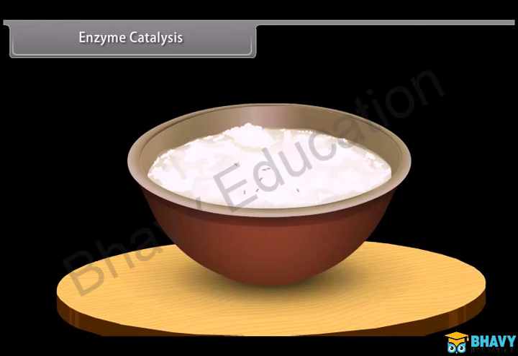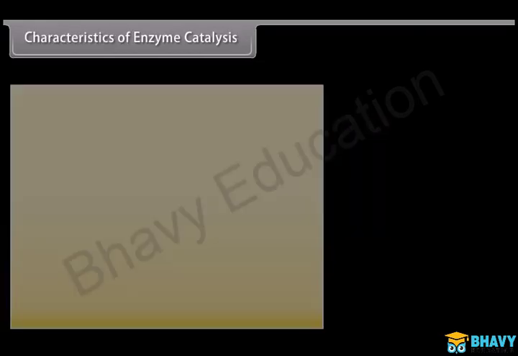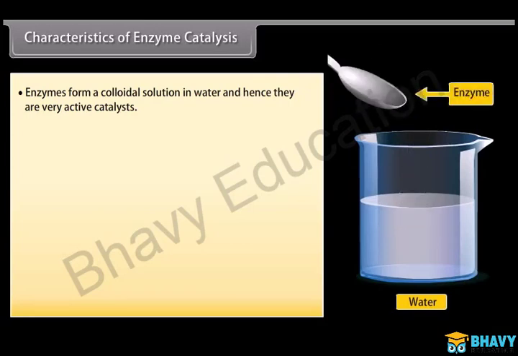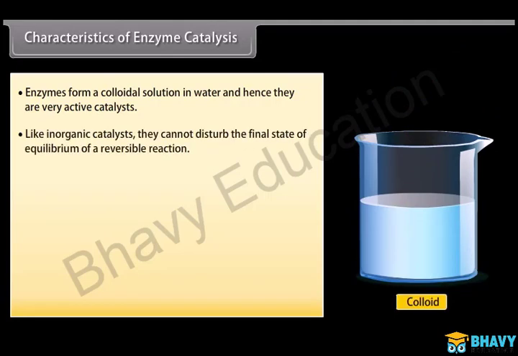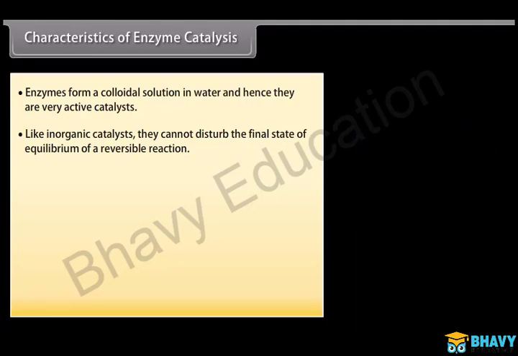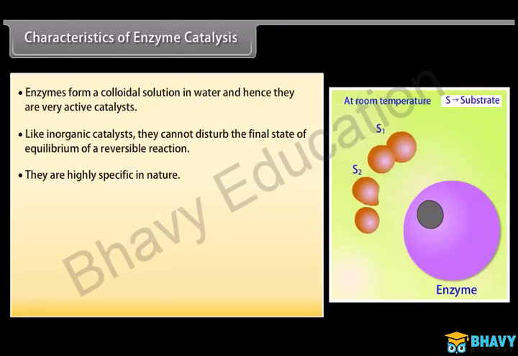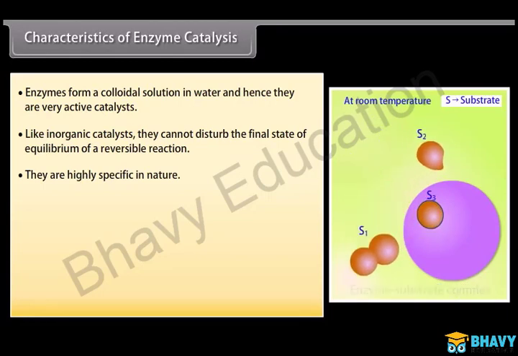Characteristics of enzyme catalysis. Enzymes form a colloidal solution in water and hence they are very active catalysts. Like inorganic catalysts, they cannot disturb the final state of equilibrium of a reversible reaction. They are highly specific in nature. One catalyst cannot catalyze more than one reaction.